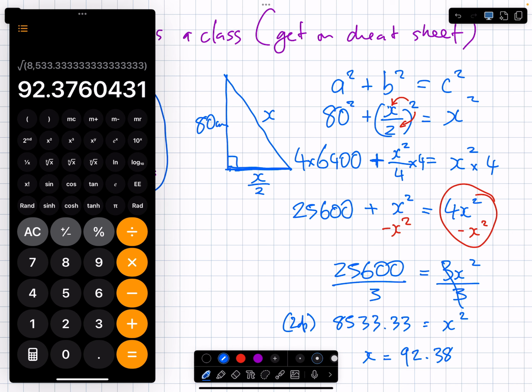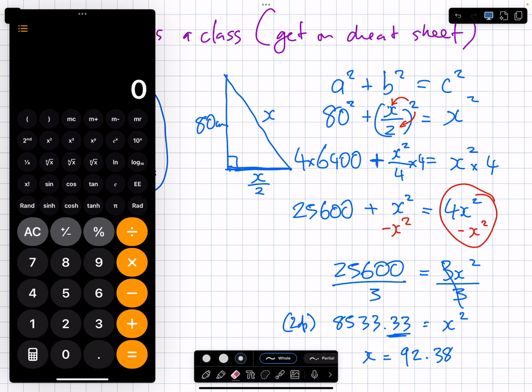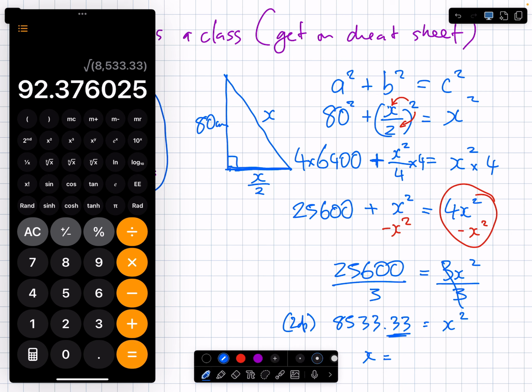Oh yeah, because you rounded. Yeah, sorry, I should follow my rounding. My bad. 8533.33 is what I told my teacher on the board I was rounding to. Square root it. 92.38 to 2 decimal points centimeters.